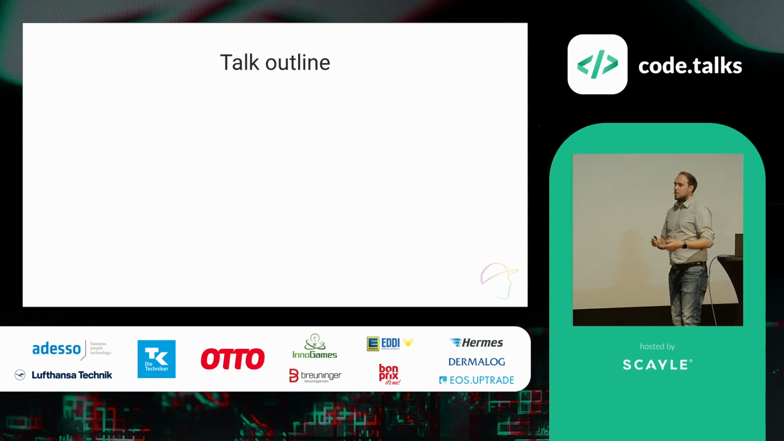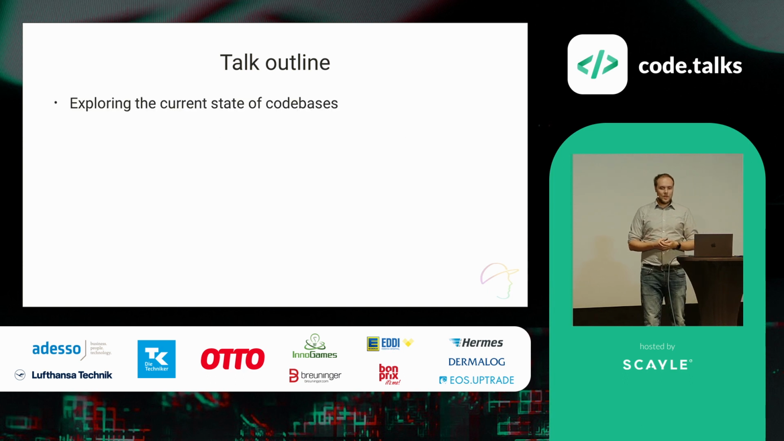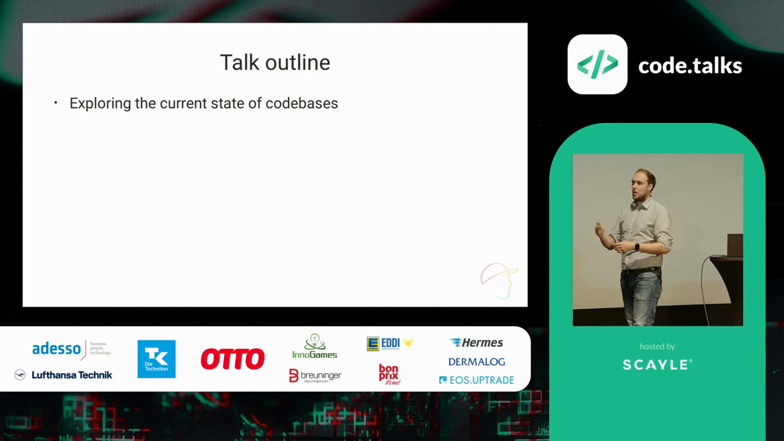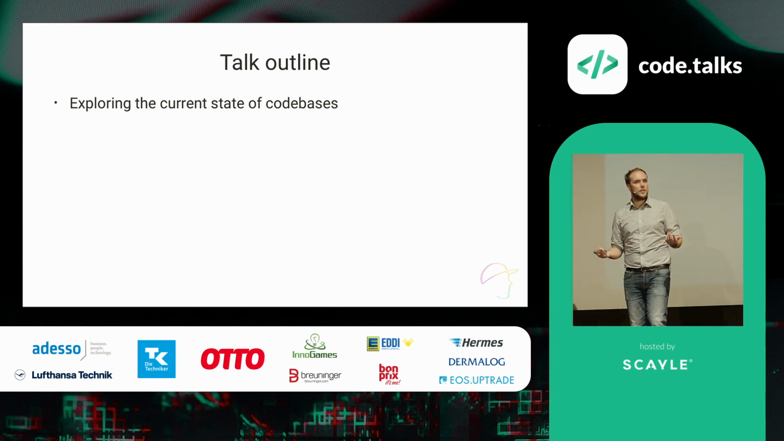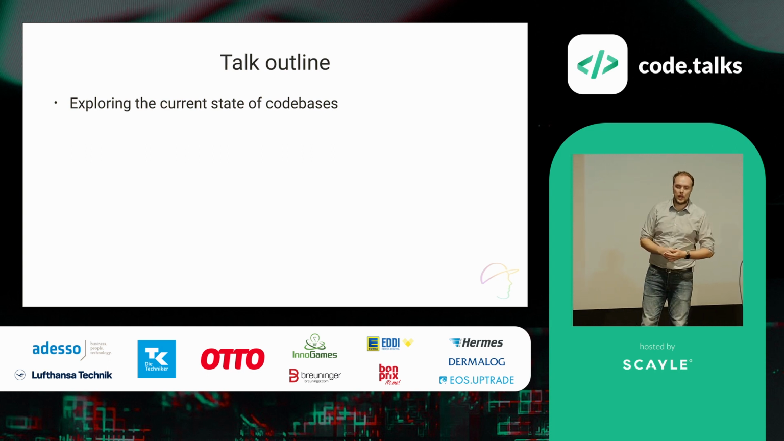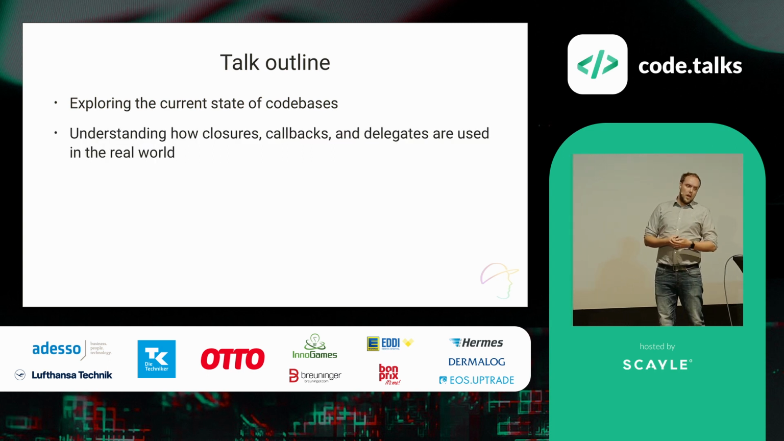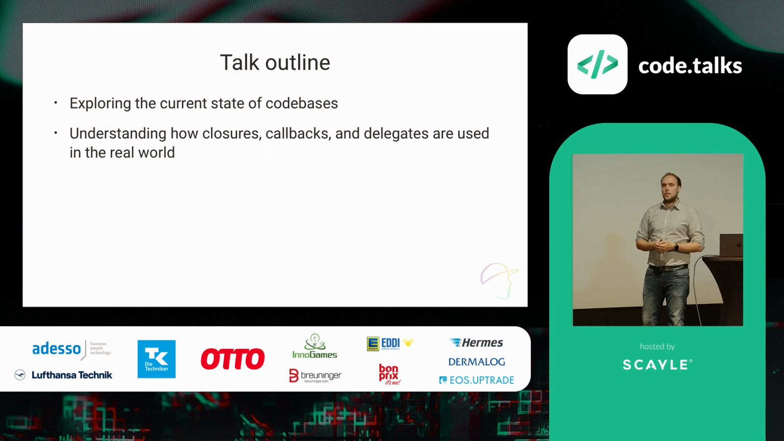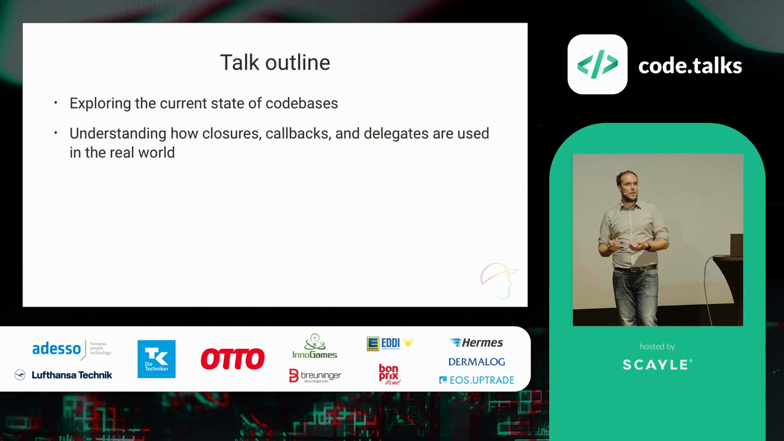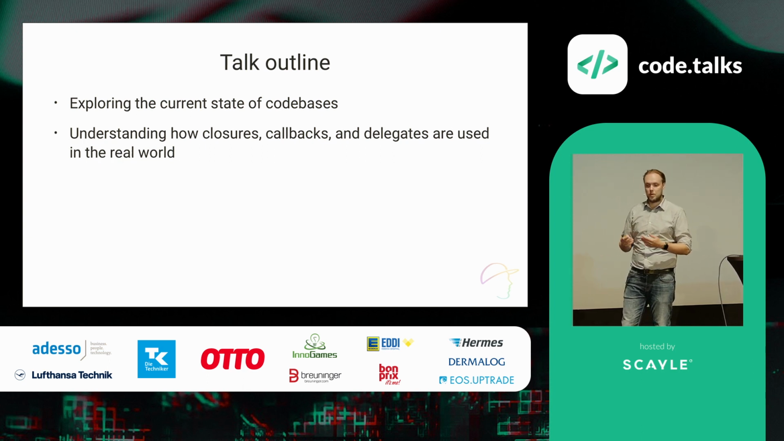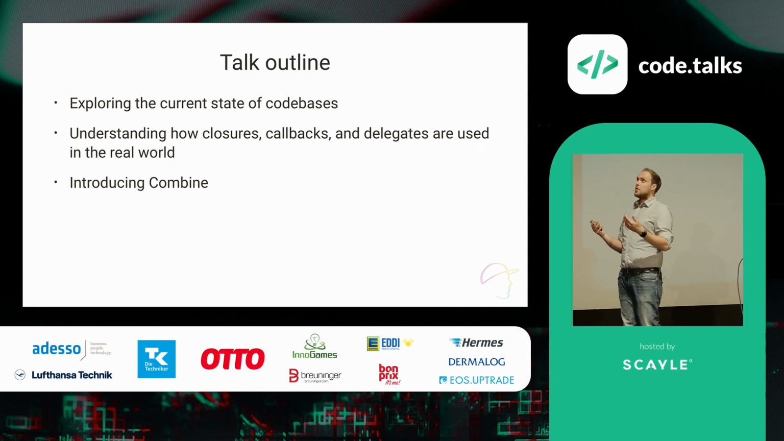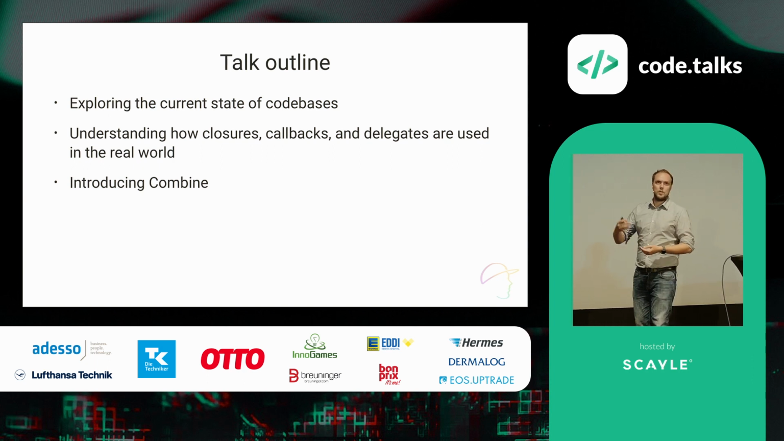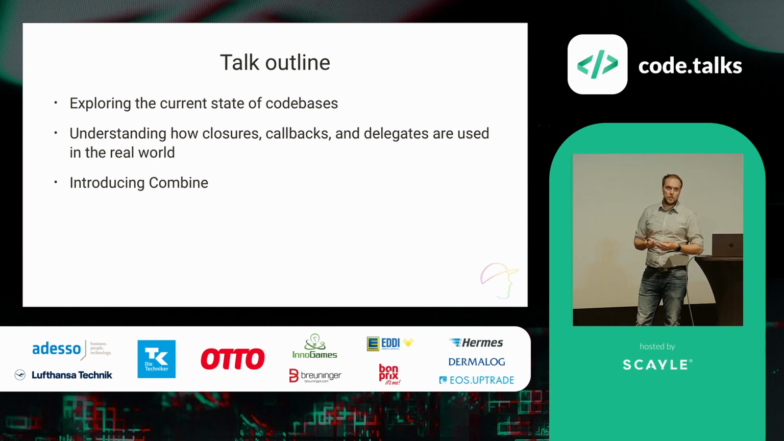So before we continue, let me give you a talk outline. First, we're going to explore the current state of code bases a little bit, because to answer the question, where should we go, we need to know where we are, because we can't just randomly run places if we have to maintain a current code base. And then we'll briefly move into understanding how things like closures, callbacks, delegates are used in the real world. We'll look at some examples to see how these things fulfill certain roles. And then we're also going to introduce Combine into each of those different use cases to see how we can do that in a safe way without breaking all of our code in one go.